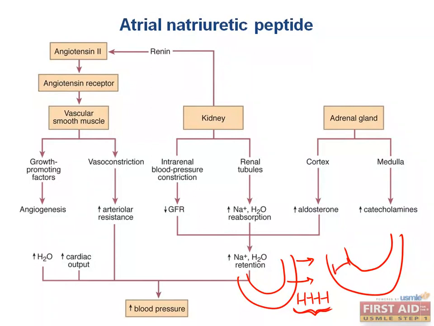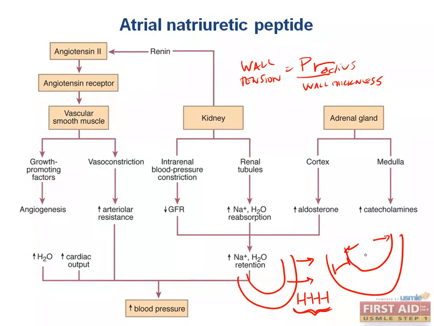This is our friend the law of Laplace showing up again. The volume overload has created an increase in the wall tension. Remember, the law of Laplace is wall tension equals pressure times the radius divided by wall thickness. So we compensated by not only thickening the ventricular wall by adding sarcomeres in series, but we also increased the radius of the chamber because adding those sarcomeres in a big line will allow for more distension of the chamber. So again, we can push this out even further.